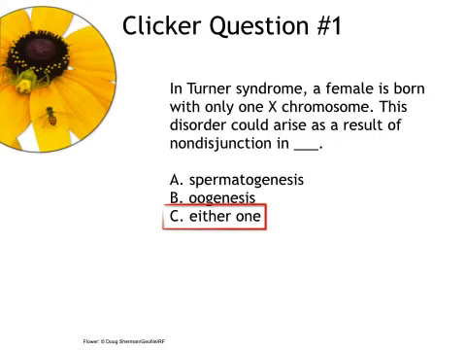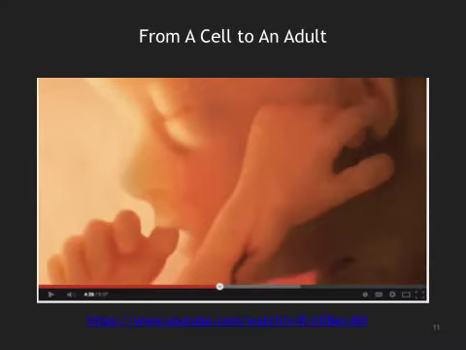So it's hard to explain without the visuals. I apologize for that. But if you go back to our last lecture and go through non-disjunction, this will make sense. The question here is tying together spermatogenesis and oogenesis to this error in meiosis. And then I highly suggest that you watch this video.